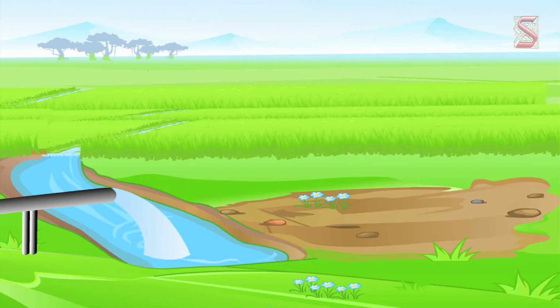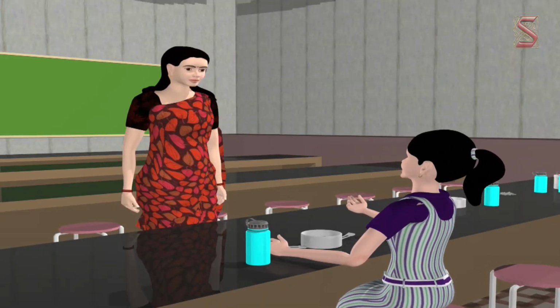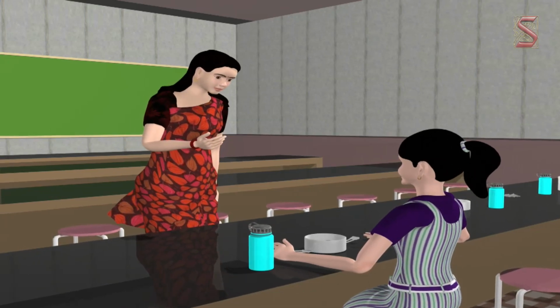The supply of correct quantity of water at the right time on fields is termed as irrigation. Do you know why water is important to plants? No? Okay, I will explain that in the next module.